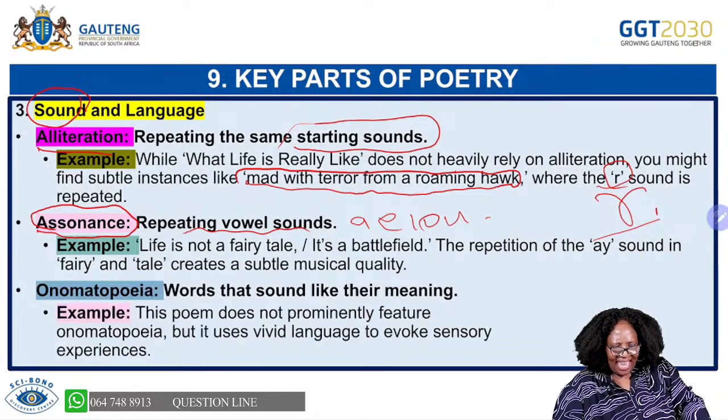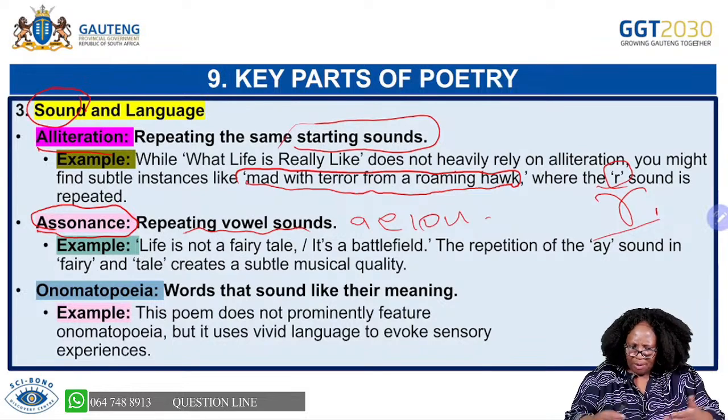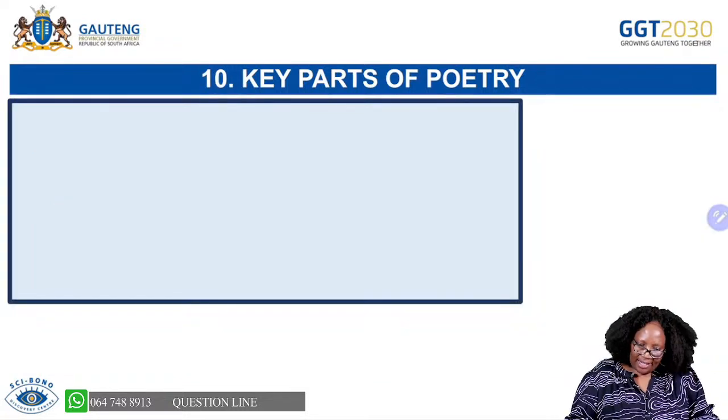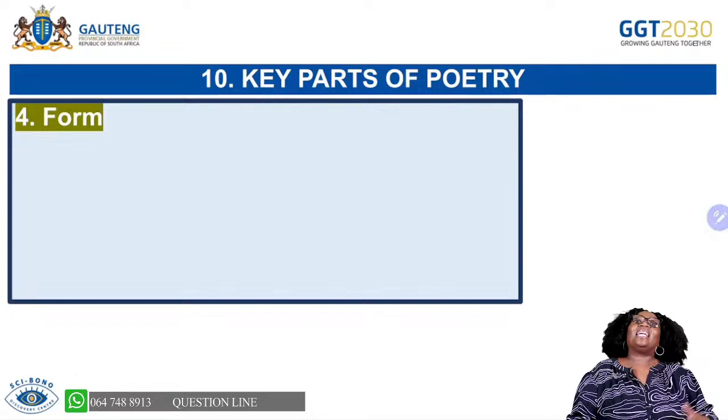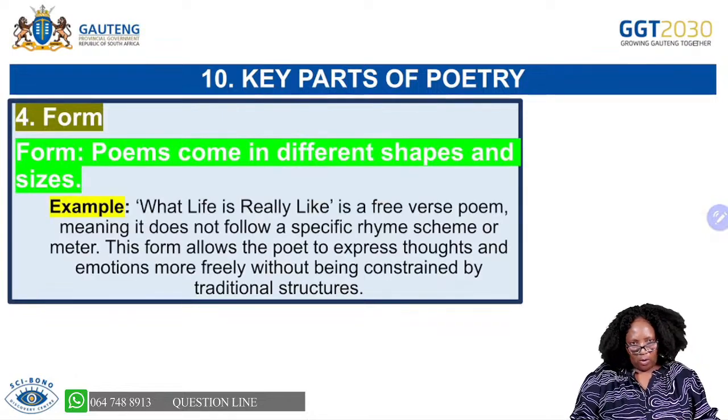And onomatopoeia. Words that sound like their meaning. This poem does not prominently feature onomatopoeia, but it uses vivid language to evoke sensory experiences. In other poems, we'll have onomatopoeia, but in this poem, we do not have.